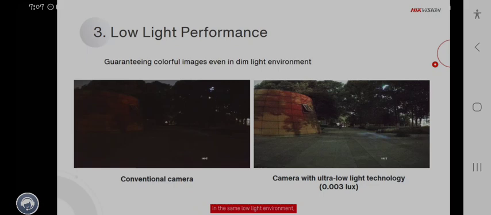Low light performance, as we can see from the demo pictures. In the same low light environment, which means in the darkness, the TVI camera with ultra-low light technology will be able to provide more details and higher brightness than the conventional camera. The value of the low light performance can reach 0.003 lux. And 1 lux means you put one candle on the table, and the brightness at a position 1 meter away from the candle is 1 lux.